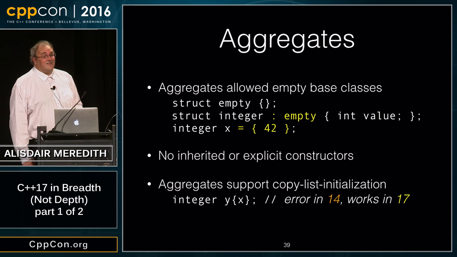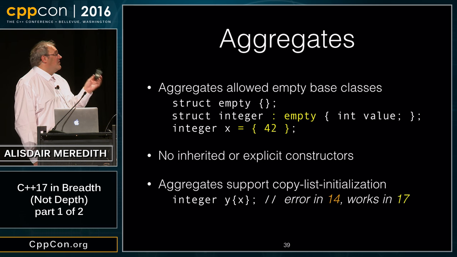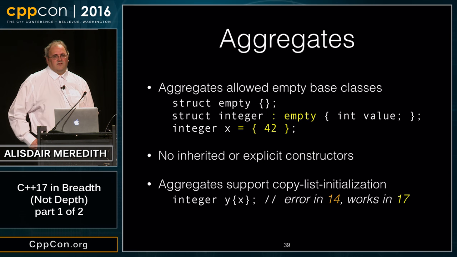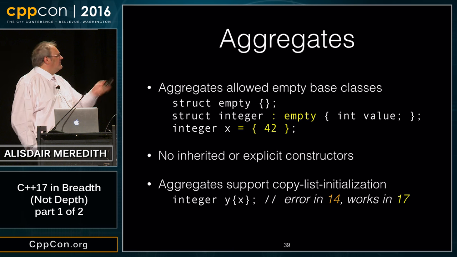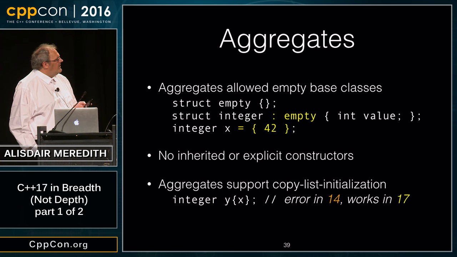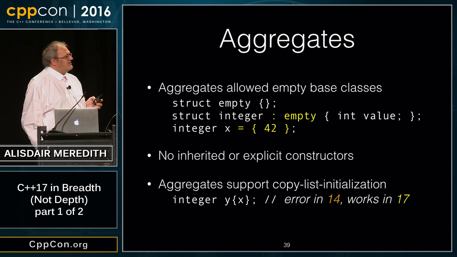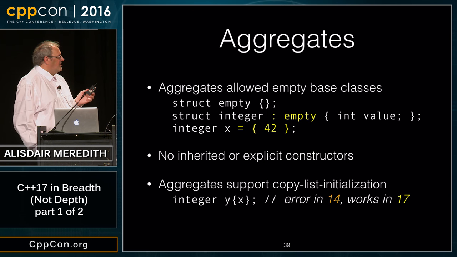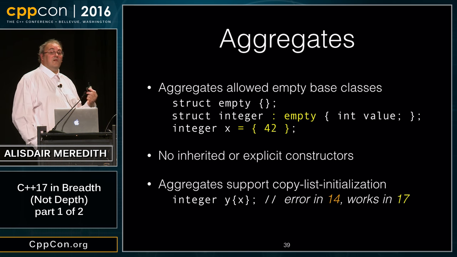Aggregates, now that they can have base classes, are not allowed to inherit constructors or have explicit constructors. How would I have an explicit constructor? I would inherit... I guess I actually couldn't have an explicit constructor. Some folks in the core wording group found a corner case of how they could actually get explicit on a constructor into an aggregate. I'm not sure how that could have happened, but if you miraculously construct it, it's still not allowed.